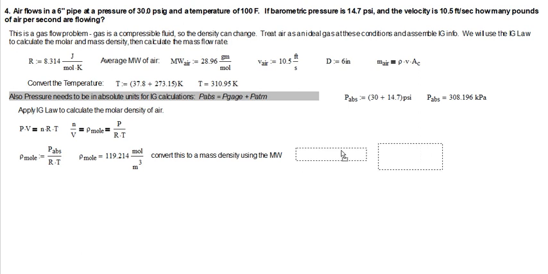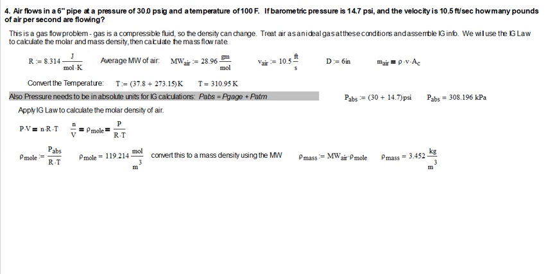We can then take that molar density and convert it to a mass-based density by multiplying by the molecular weight. So the average molecular weight of air of 28.96 grams per mole, and we get a mass density of 3.452.